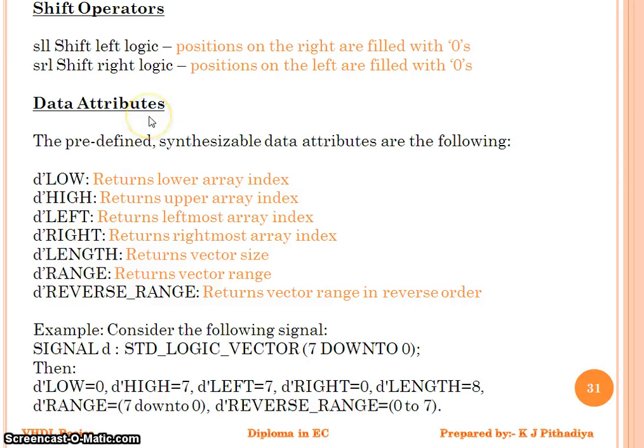Now data attributes, this is one of the important parameters regarding VHDL. The predefined synthesizable data attributes are the following. D'low returns the lower array index. This is one of the important parameters that we can use within the VHDL program whenever you want to. One example has been given. Consider the following: signal D, std_logic_vector 7 down to 0, then D'low means 0, D'high means 7, D'left is 7, D'right and onwards.